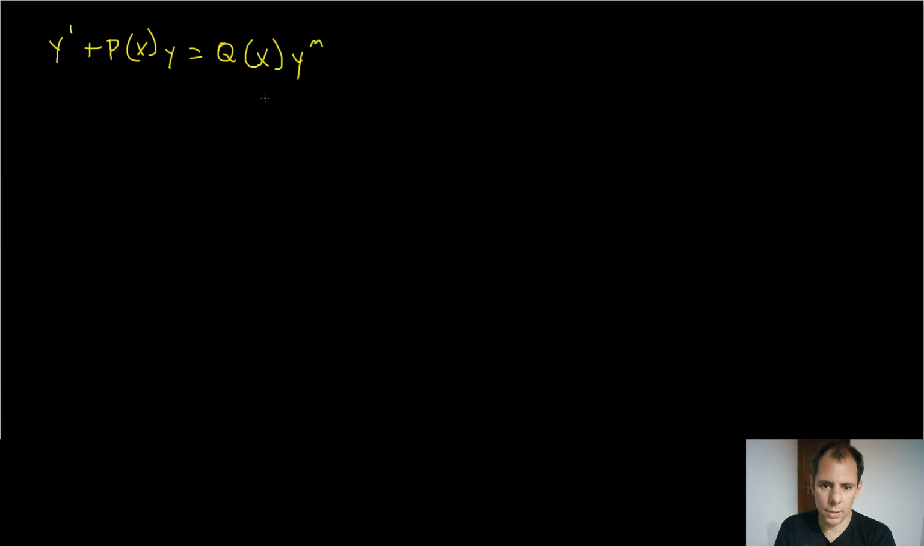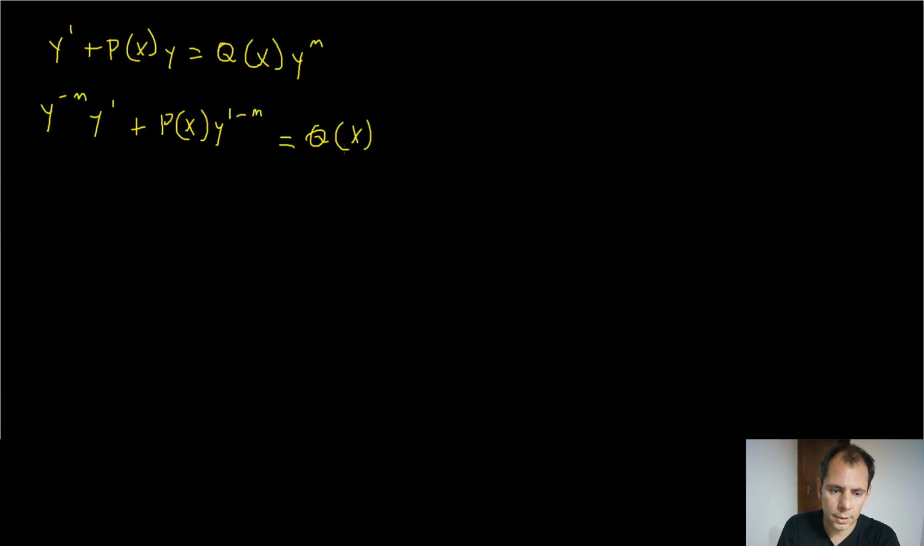And what is that? Well, first, I want to isolate this thing. How do we do that? You multiply the whole equation by y to the minus n. So let's do that. Y to the minus n, y prime, plus P of x, y. Now, you see, y to the minus n. But you got a y to the 1 in here. So 1 minus n is the exponent. Very simple. Equals Q of x, all right?